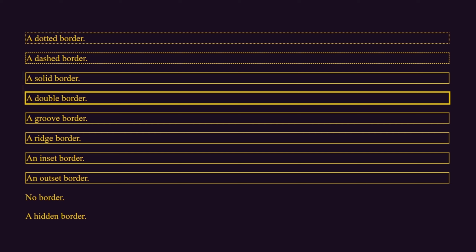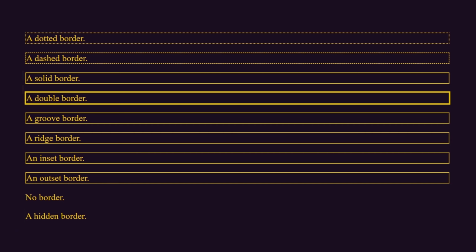So we can use dotted, dashed, solid, double, groovy, ridge, inset, outset, none, and hidden.